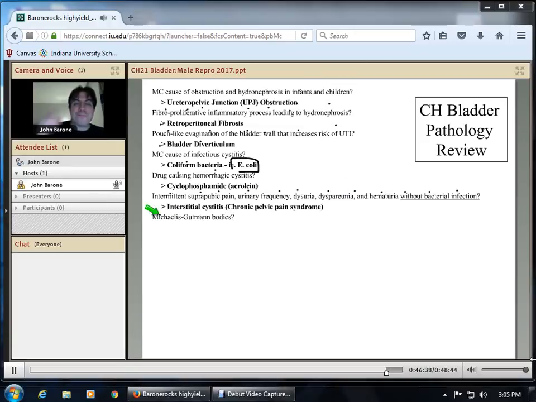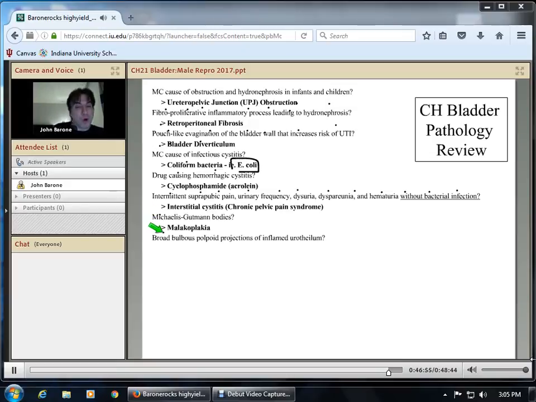All right, next diagnosis: Michaelis-Gutmann body. Oh, those are the cows in the macular indigestion. Oh yeah, that's called malakoplakia. Malakoplakia, Michaelis-Gutmann. Very good.